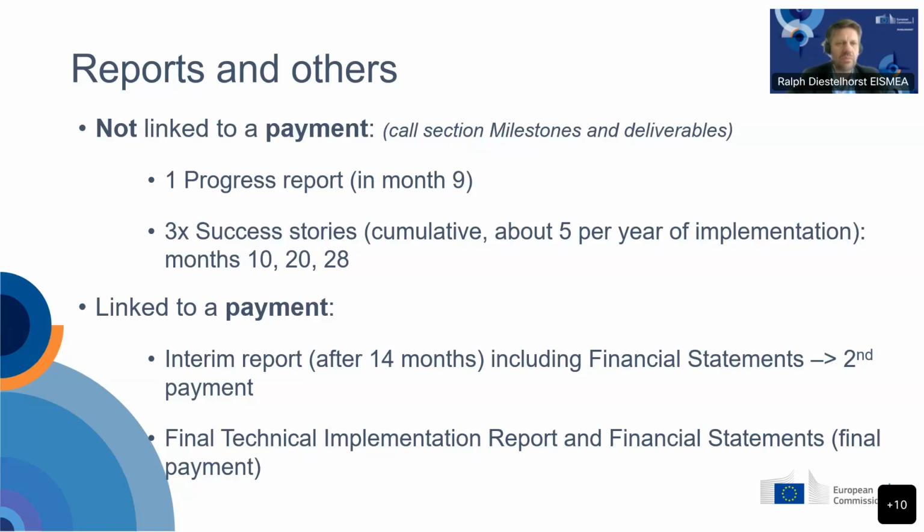The first one is the interim report that you submit when you're half through the project. Project duration is 28 months. After 14 months, you will be asked via the e-grant management tool to submit a report, including detailed financial reporting. So financial statements for each of the organizations have to be filled and submitted. A positive assessment of this report triggers the payment of the interim report.